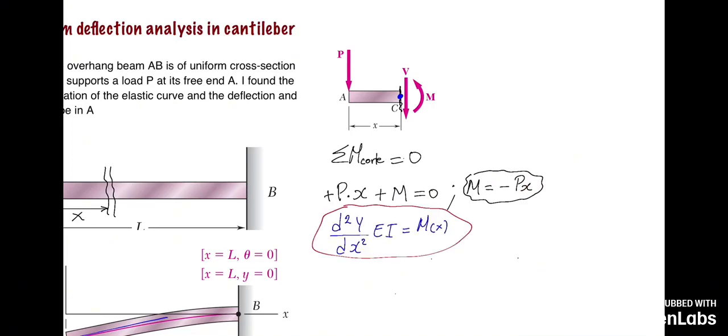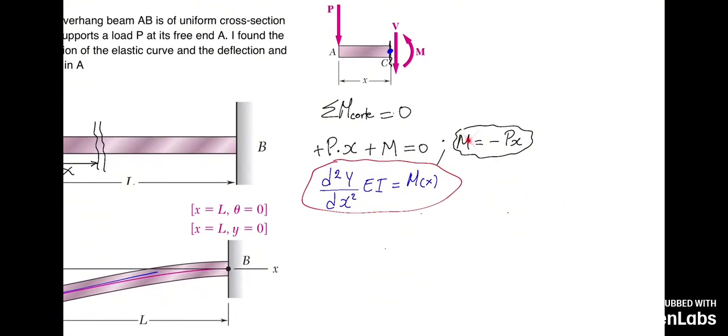And this is the differential equation for the moment in x: the second derivative of the elastic curve with respect to x squared, times the modulus of elasticity times the moment of inertia, equals the moment in x. I replace this moment in x. It turns out to be this. I replace it, and there is my differential equation. But I already replaced the moment value with negative P times x.